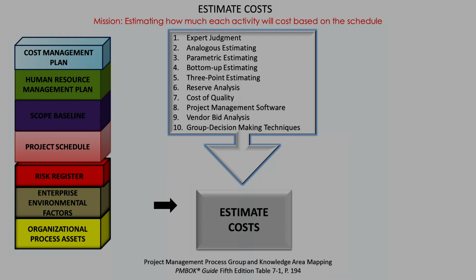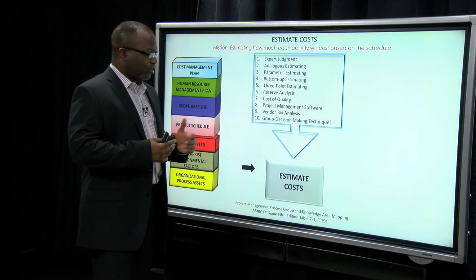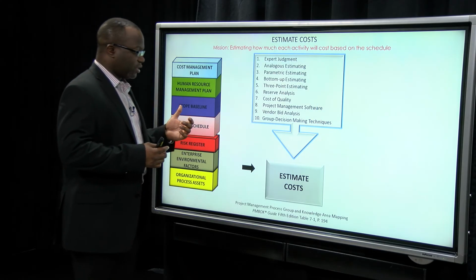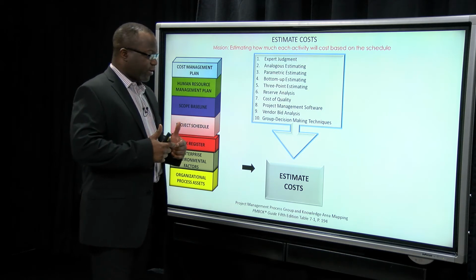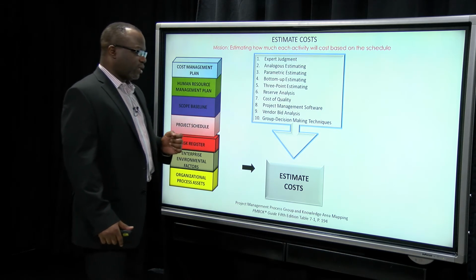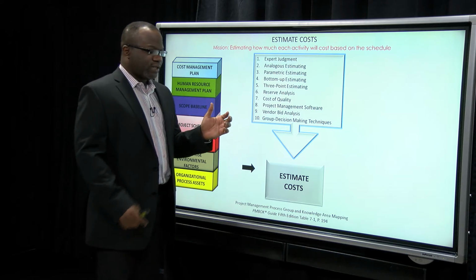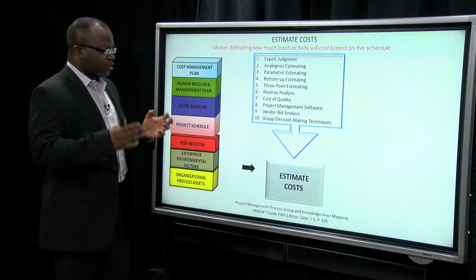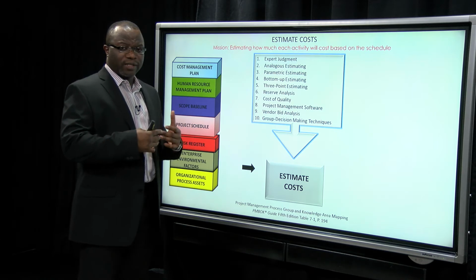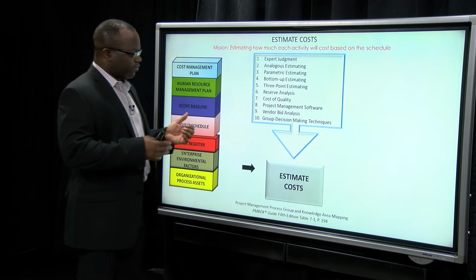Cost of quality, COQ, that comes up in Chapter 8. But you want to consider the cost of implementing high quality or required quality on your project. So we've got the cost of conformance and the cost of non-conformance to consider. Project management software, any software used to estimate cost, be it spreadsheets or software like Primavera and MS Project. Vendor bid analysis. A vendor bid analysis takes a look at vendor bids to ensure that they align with our expectations for how much an activity will cost.